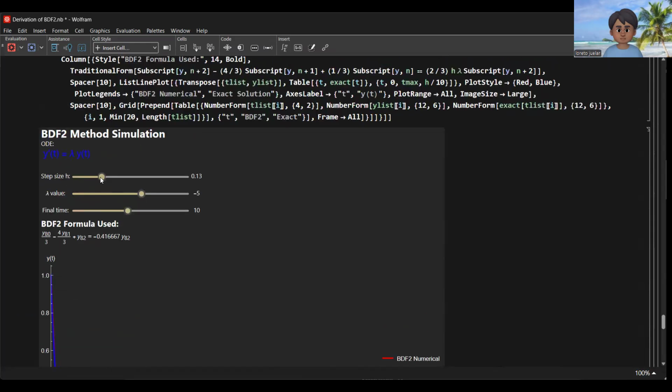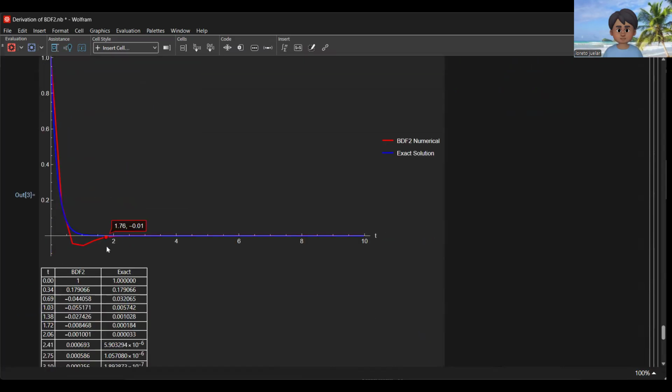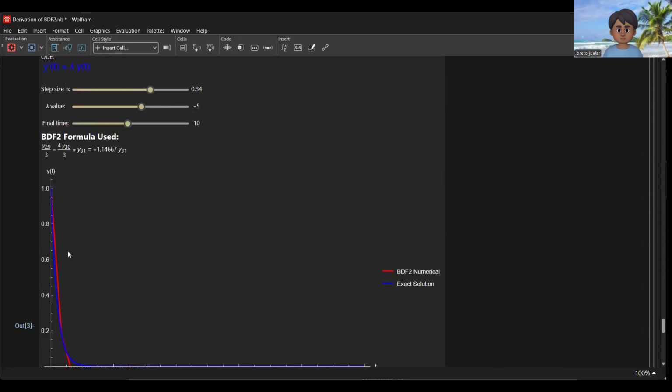Now, if we increase the step size largely, what will happen to the BDF2? It deviates. The plot now is not accurate with respect to the exact solution. But we can solve this problem. We can make the BDF2 accurate by increasing the lambda value here.